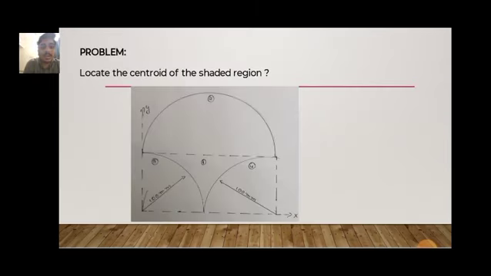Problem number 1. Locate the centroid of the shaded region. We can see the figure, which consists of 4 components, namely a rectangle, one semicircle and 2 quadrants having a 100 mm radius with respect to the y and x axis.